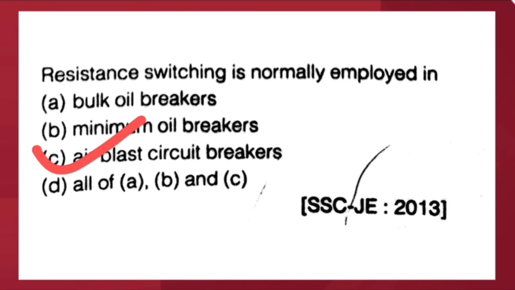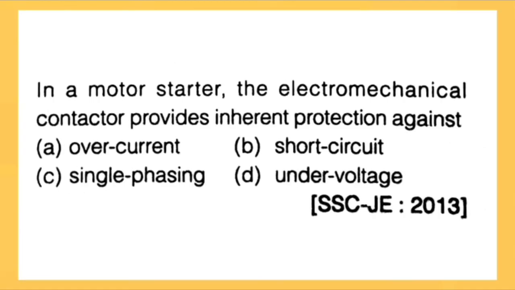So next question is, in a motor starter, the electromechanical contactor provides inherent protection against, and options are overcurrent, short circuit, single phasing, and under voltage. So the correct answer is under voltage. In a motor starter, the electromechanical contactor provides inherent protection against under voltage.